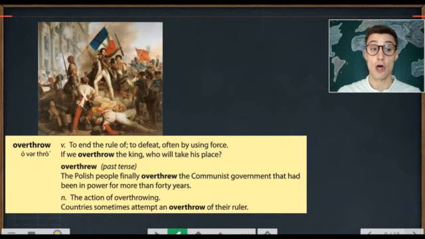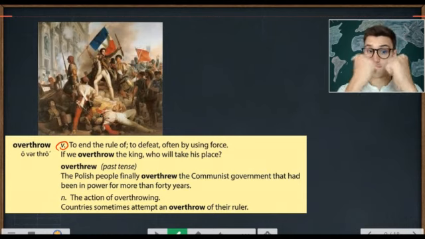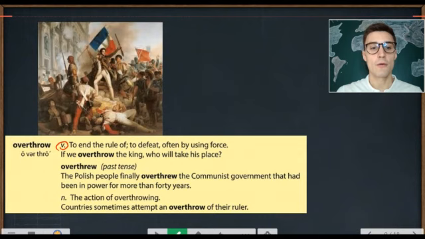The next word is overthrow. Overthrow has a verb meaning. To overthrow is to end the rule of, to defeat by using force. If we overthrow the king, who will take his place? Have a look at this. In the 18th century, rebels overthrew the French monarchy. They brought it to an end with force, as you can see.